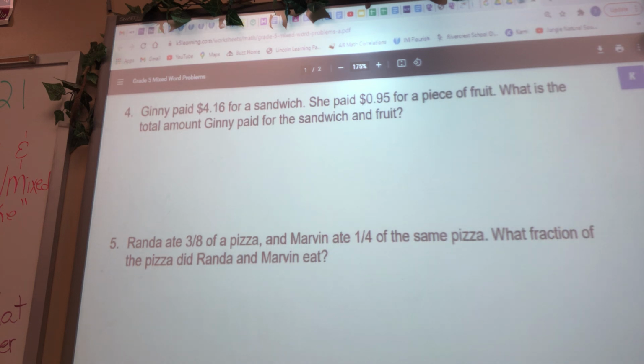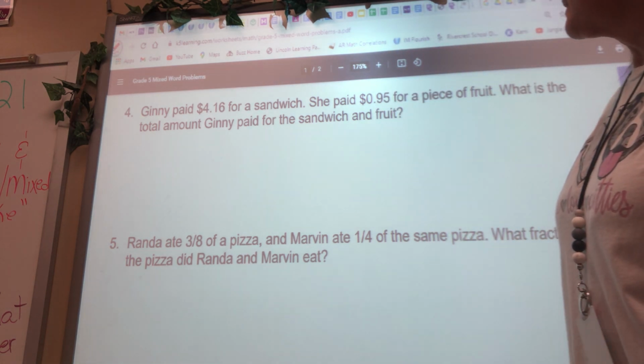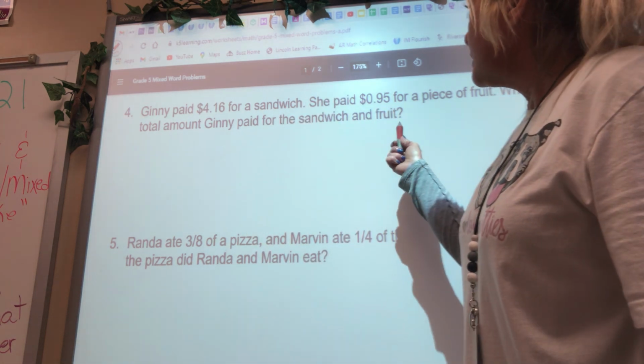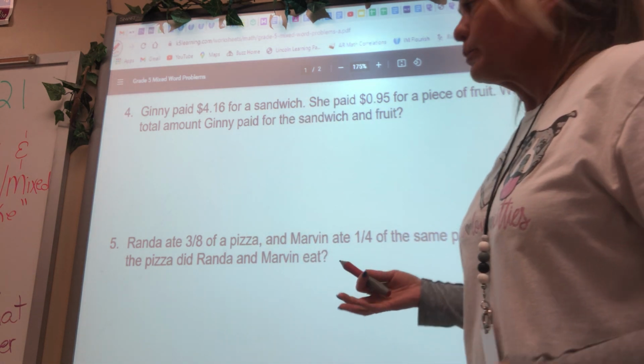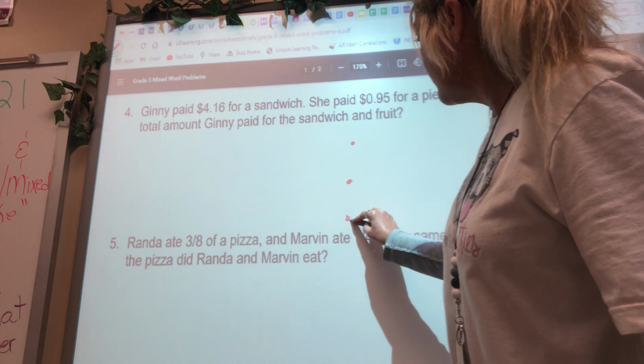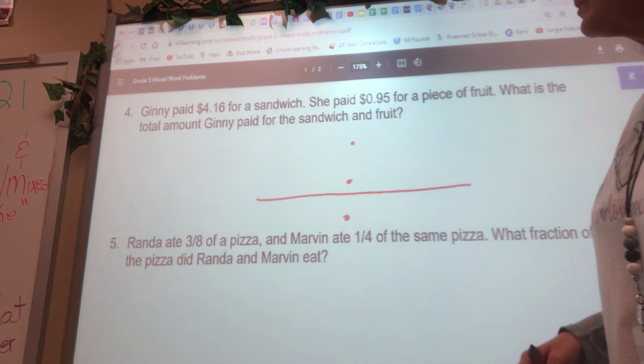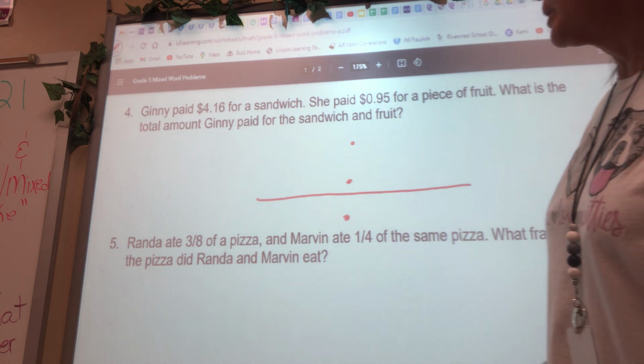Okay, Jenny paid $4.16 for a sandwich. She paid 95 cents for a piece of fruit. What is the total amount Jenny paid for the sandwich and the fruit? Okay, if we want to know the total amount of something, we're going to be adding them together. But since we're dealing with money, those are decimal numbers. And anytime you're adding decimal numbers, you can just go ahead and put your decimals all down, and it'll help you so much to see where to put your numbers.